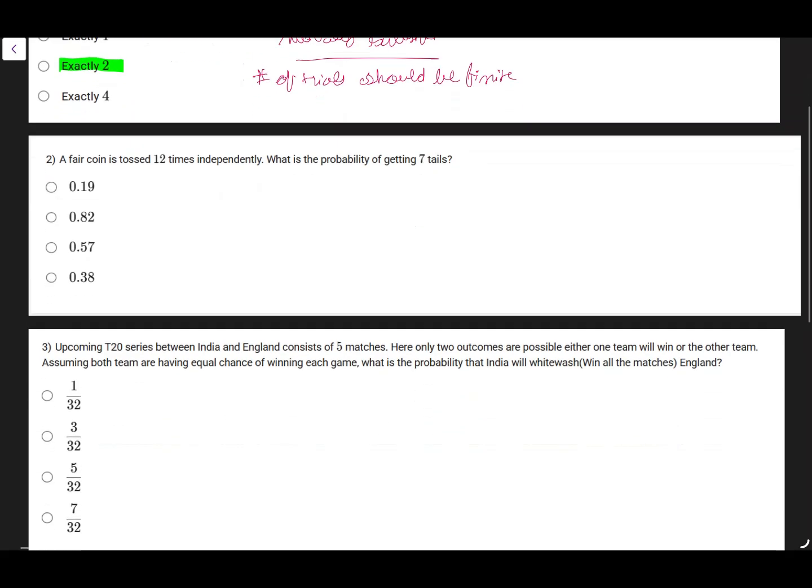Next is: a fair coin is tossed 12 times independently. What is the probability of getting 7 tails? Although you can use Bernoulli's, I'm just going to say that you have a finite number of events, and you are asking how many tails you have. Only 2 outcomes come when you are tossing a coin, which is heads or tails. Let's understand this problem. Each toss has 2 outcomes, head or tail. The coin is fair, which means the probability of heads is half. The probability of tail is also half.